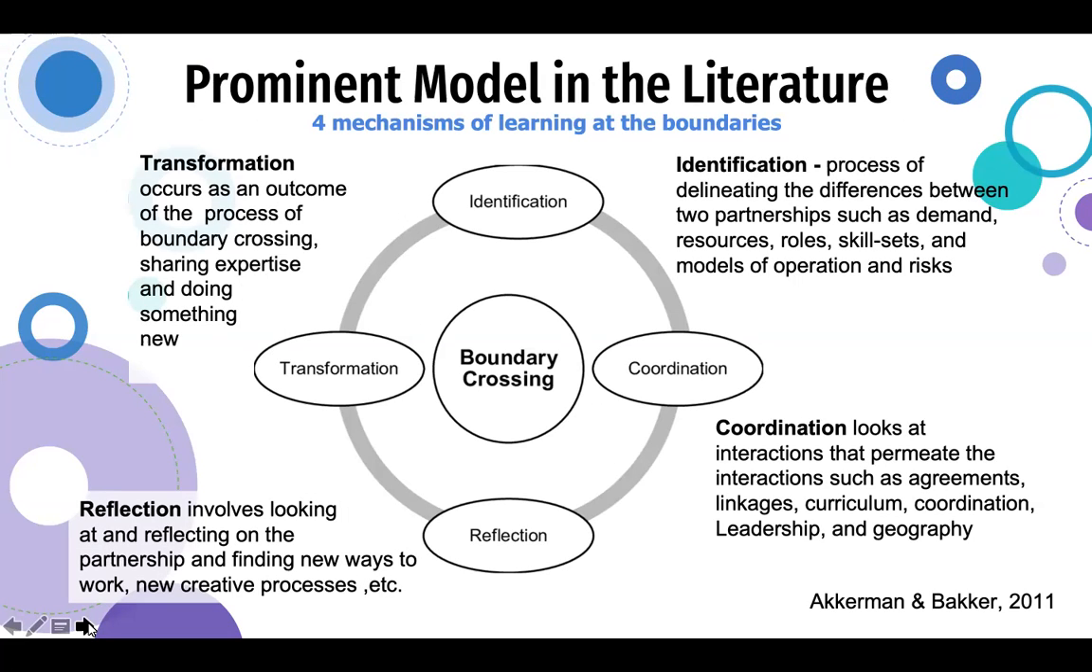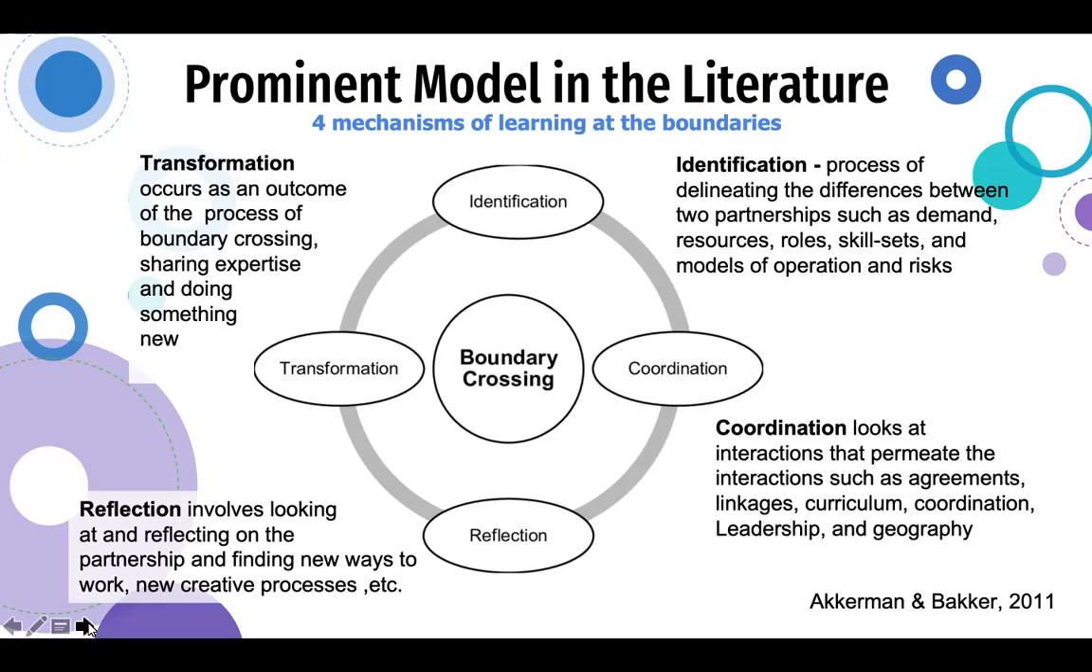This is one of the prominent models in the boundary crossing literature. This is from the work of Ackerman and Baker from their published article about boundary crossing and boundary objects. This model addresses the issue of learning while working at the boundary, something that emerged over and over again in my autoethnography as I was looking at what I was learning living in the fringes and how I was applying that learning, and also crossing boundaries and living in the fringes of librarianship.